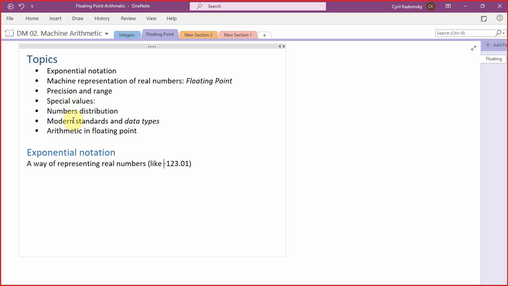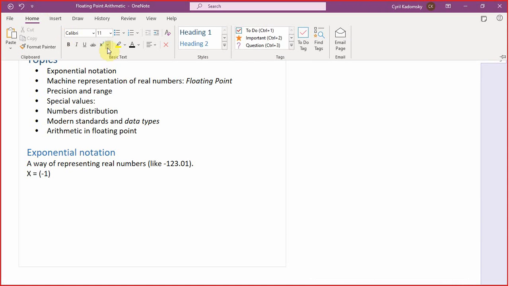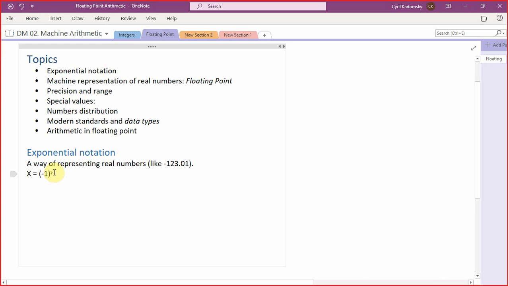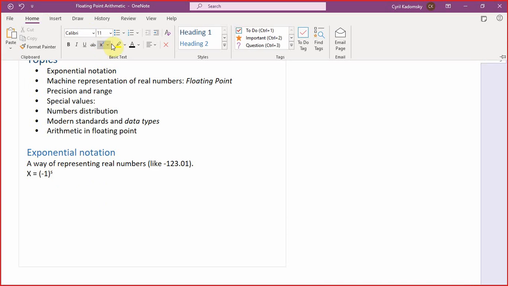So what is this exponential notation about? In it, any number x is represented by such a formula. First we have -1 for the possibility to make our number positive or negative, and this -1 will be raised to the power s. So we have the first parameter s. Next, we continue. We have a multiplication.